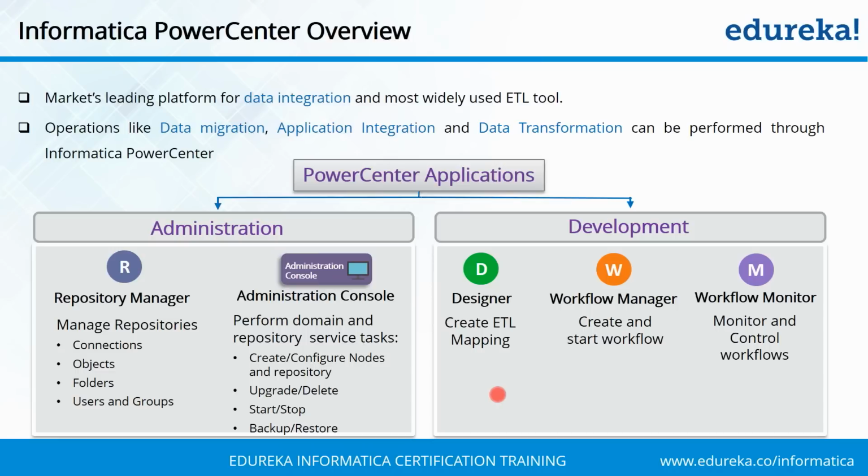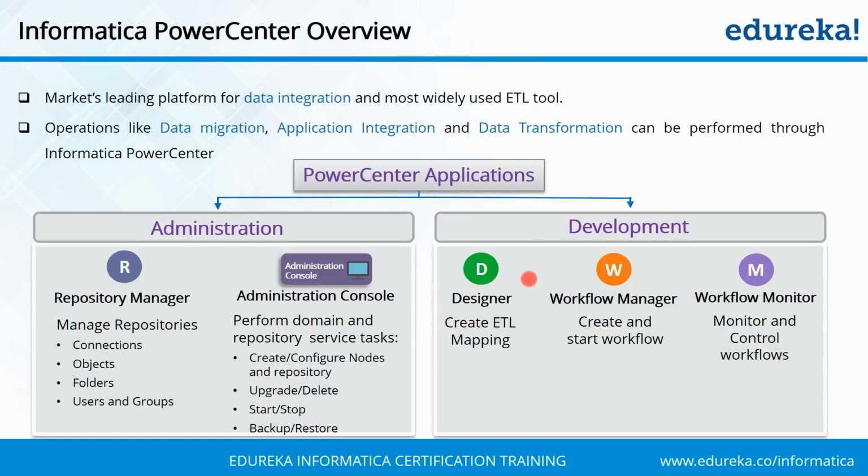So for a source, there'll be an iconic representation, for a transformation there'll be an iconic representation, and for a target there'll be an iconic representation. So here what you'll basically be doing is creating a mapping in which you'll mention all the transformations. When we talk about transformations, these are the set of rules through which you change the data to the required format which you wish.